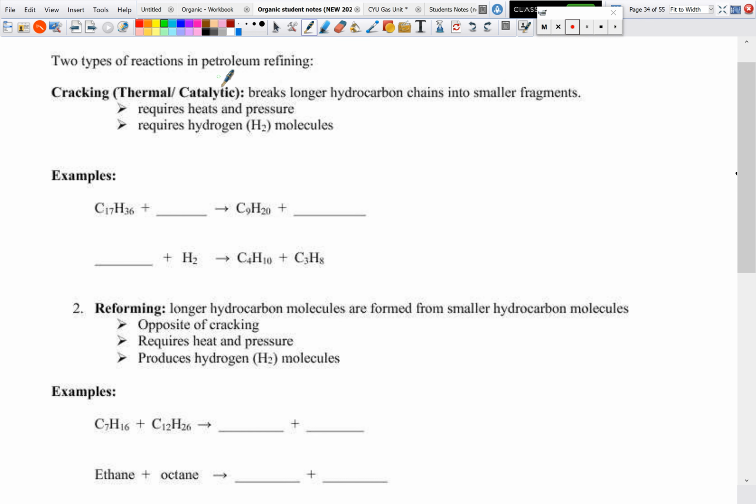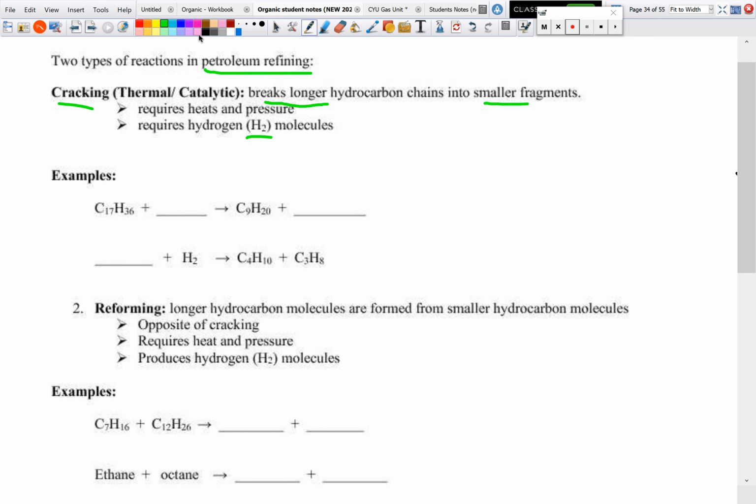Now, there are two reactions that you will need to know for petroleum refining as well. Once you have big hydrocarbon chains and you want to make them smaller, one of the things we can do is something called cracking, or thermocatalytic cracking. So this breaks longer hydrocarbon chains into smaller fragments. It requires heat, pressure, and hydrogen.